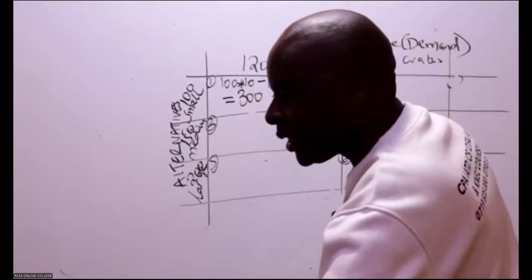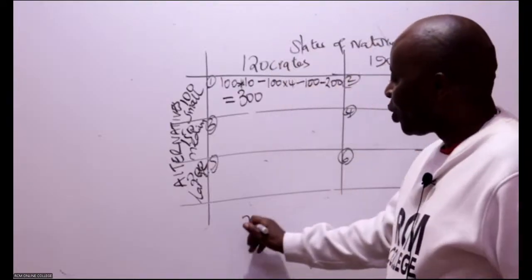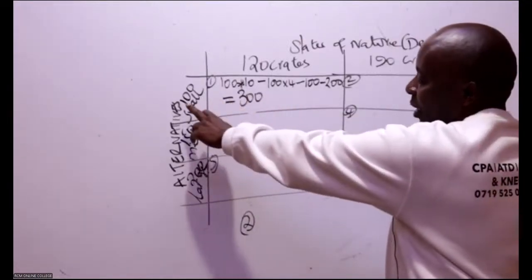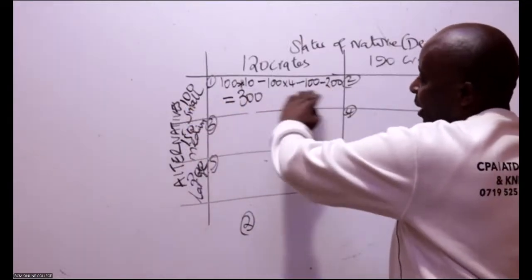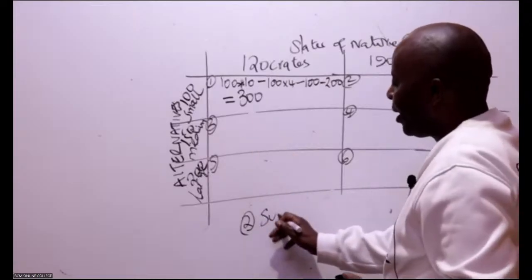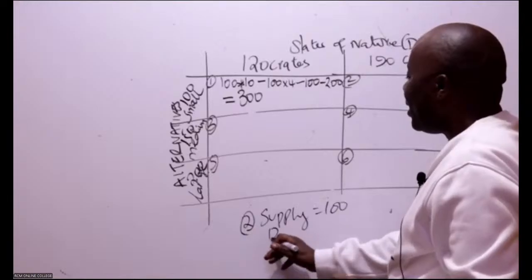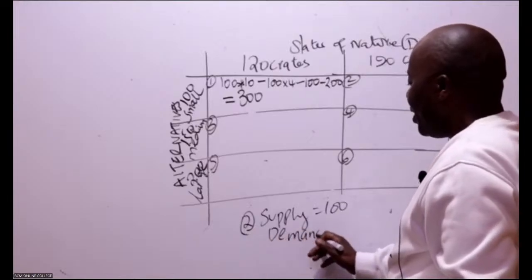The same, right? So we look at number 2. So for number 2, remember, row-wise, I have my capacity. So in this case here, capacity, I can only supply 100. And demand is so high.